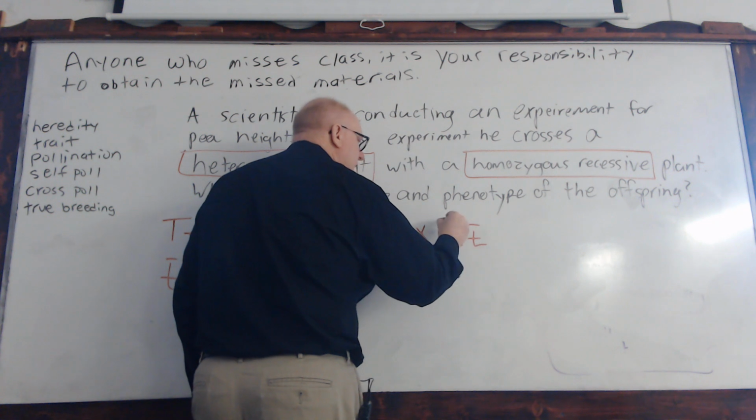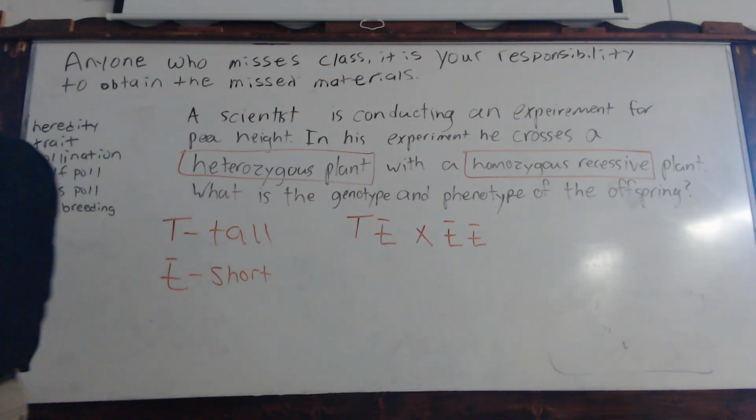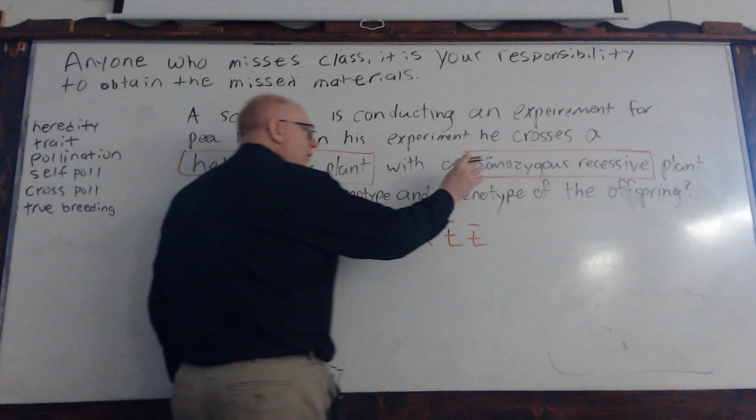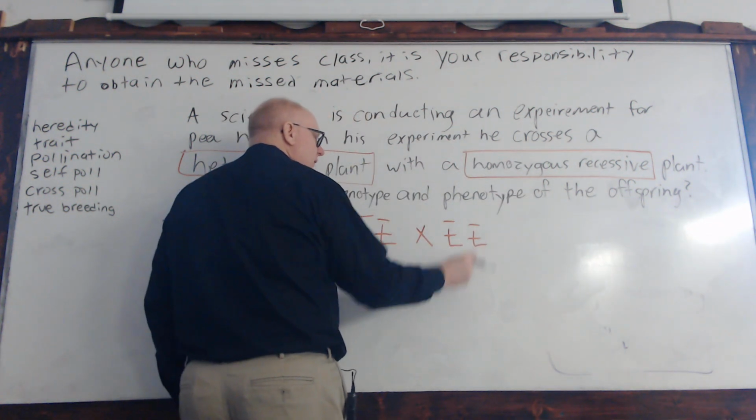One of the things that's going to happen as we move forward is that it might not even say that, it could possibly say a heterozygous plant with a short plant. We don't have to tell you what the alleles are because the only way that outcome could be short is if it's homozygous recessive, okay?